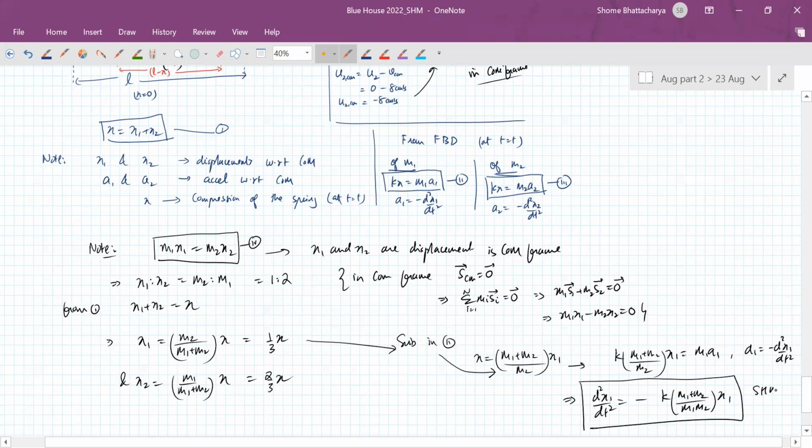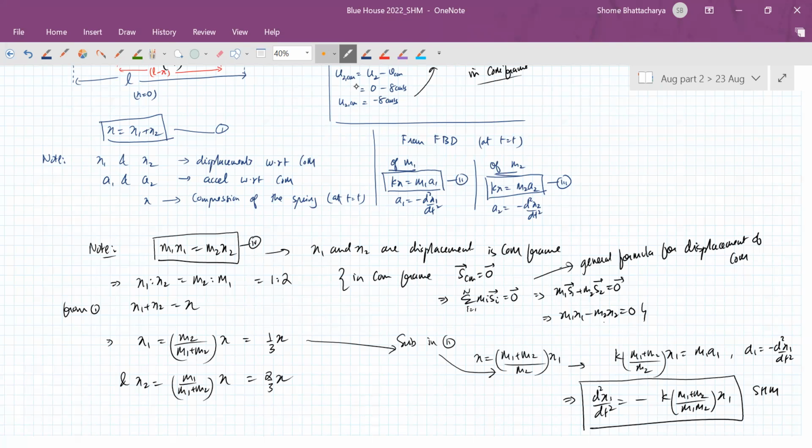So this is an SHM equation, you can see. Individually this shows that block 1 is performing SHM. That's a general equation that I've written for the center of mass. This is the general formula for displacement of center of mass, and this is the application of it in this case. That's why I've written it in brackets, because it's a reference to something you learned earlier. So this is SHM of block M1 in the center of mass frame. Similarly, we'll show SHM of block M2 also, but first this gives us omega square for the SHM.